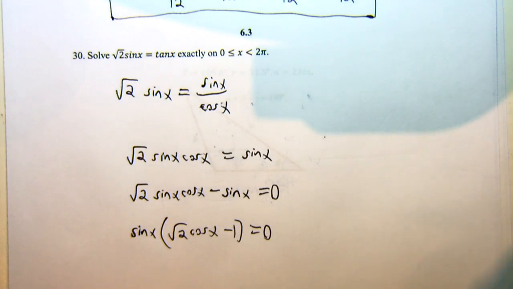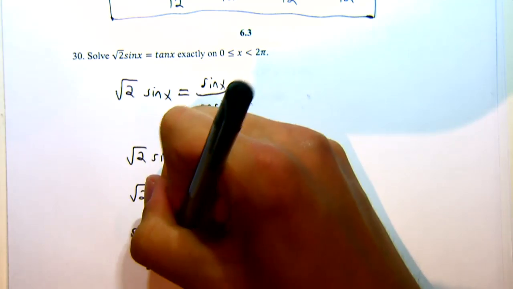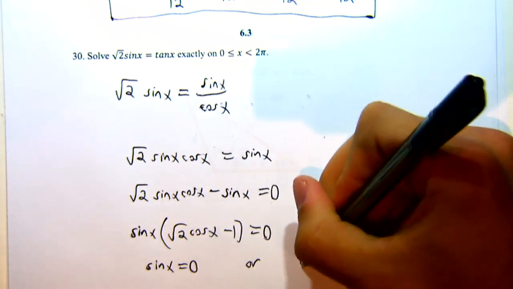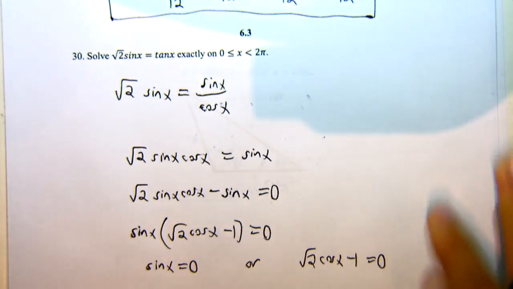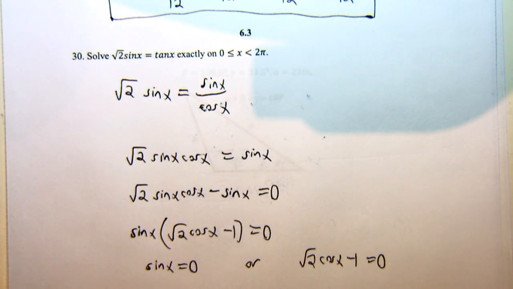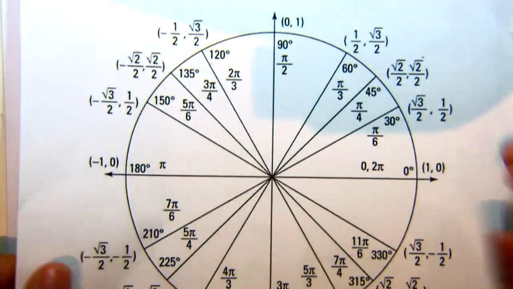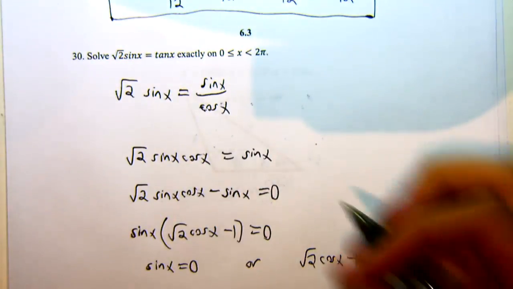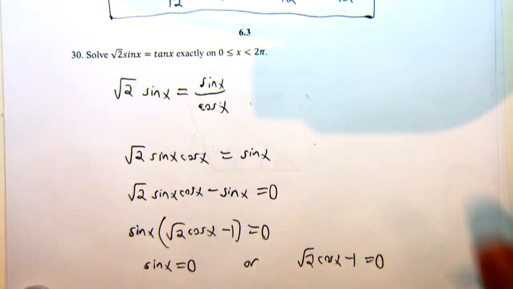So now we have answers where sine of x equals 0 or square root of 2 cosine of x minus 1 equals 0. Alright, so sine of x equals 0 in the interval 0 to 2 pi. We know that sine is 0 at 0 and also at pi. So we know that x is equal to 0 and pi from here.